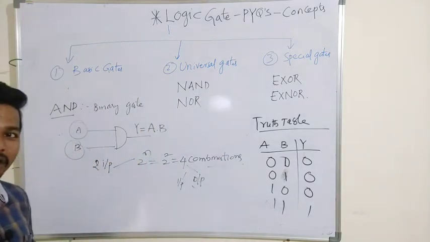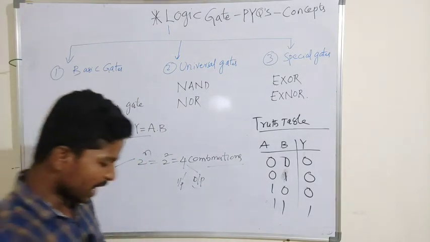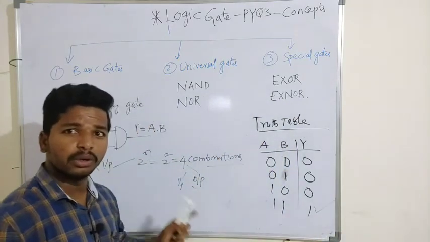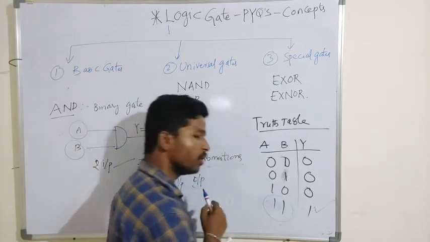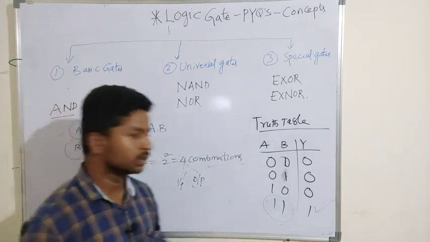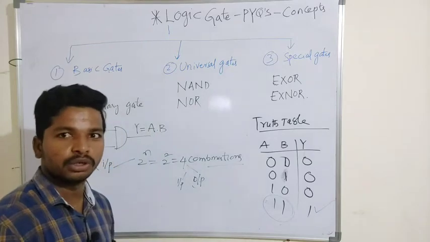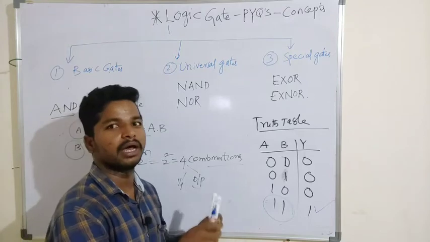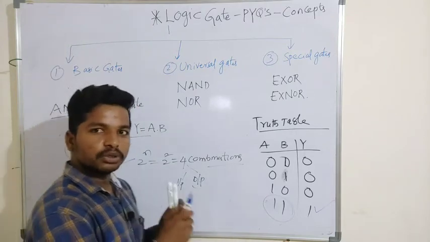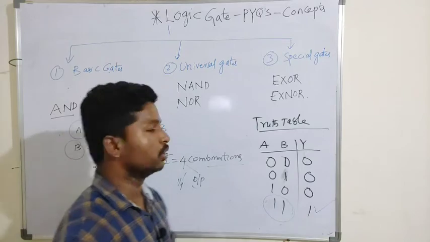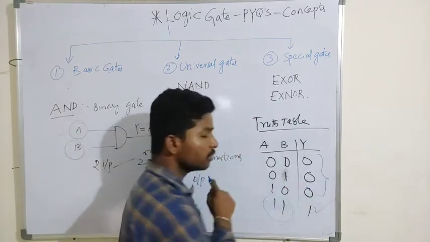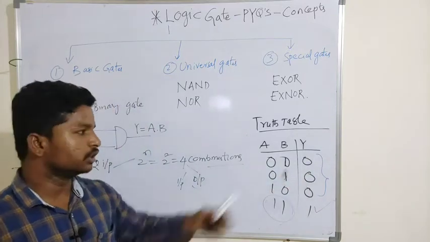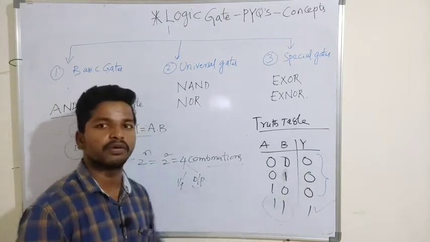This AND gate produces 1 if and only if both inputs are 1. The AND gate produces output high if and only if both inputs are high. In all other cases, even if both inputs are 0, it produces 0 as output. This is one of the properties of the AND gate.